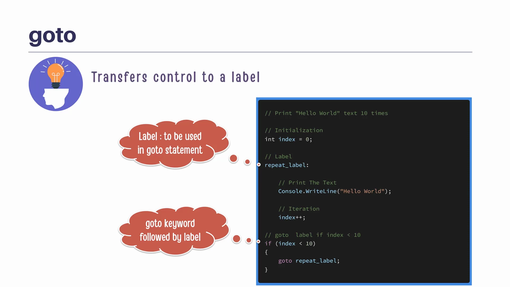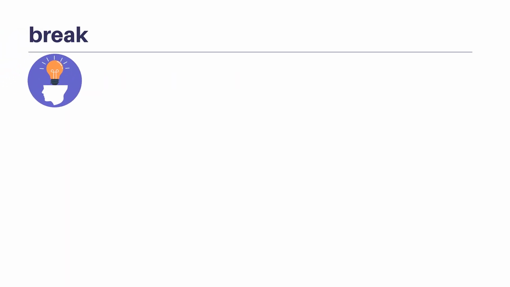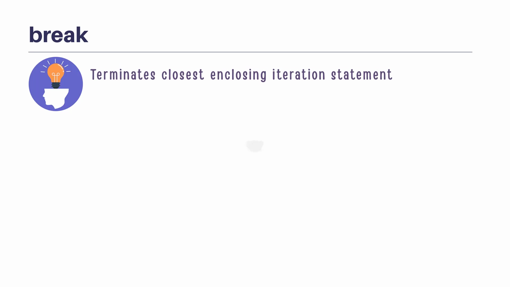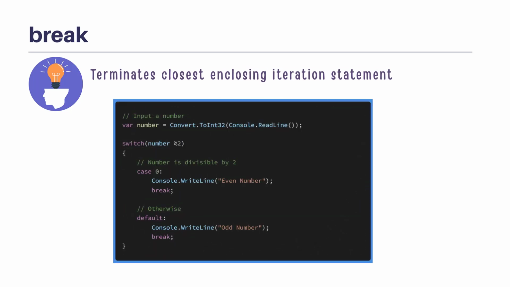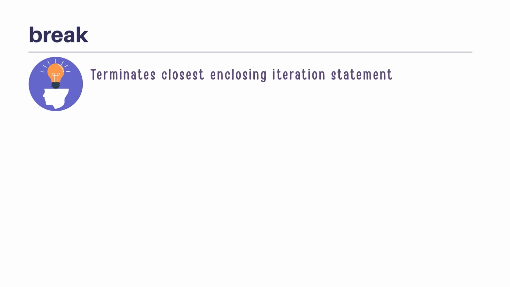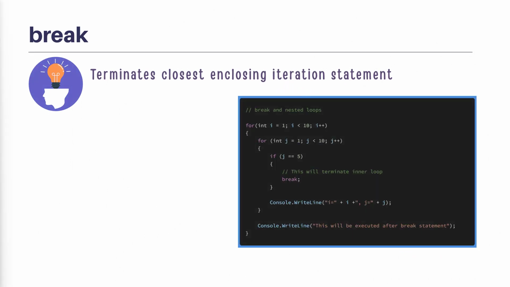Let's now move on to the next keyword. The next keyword is break. We already have used this break keyword inside the switch statement. In the switch statements, this keyword was marking end of section for a particular case. In loops, the break keyword can be used to terminate the closest loop. Every loop statement contains condition. If that condition is false, the loop is terminated.